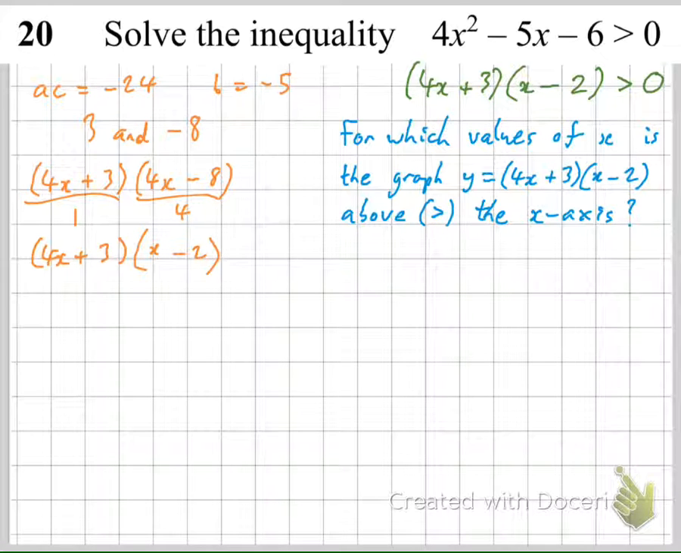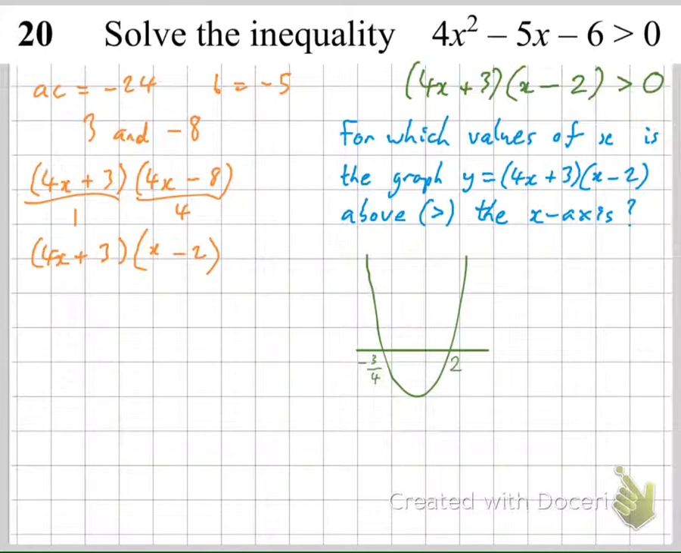Well, we need to sketch the graph. Remember, a factorised form of a quadratic tells us where it meets the axis. So the values of x that make these two brackets 0 are where the graph touches the axis. So those will be minus 3/4 for this bracket and 2, very clearly, for this bracket. So we can see what these roots here will be: minus 3/4 and 2.